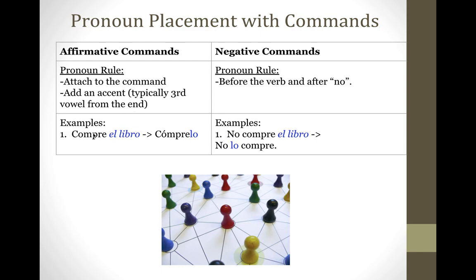So look at this example here. If you were telling me, Mrs. Thompson, buy the book, buy it right now, you would get cómprelo. And because I attached lo, I've accented 1, 2, 3, third vowel from the end. Okay, if you have a negative command, the pronoun goes before the verb and after no. So if you were saying, Mrs. Thompson, don't buy the book, you would say no lo compre.